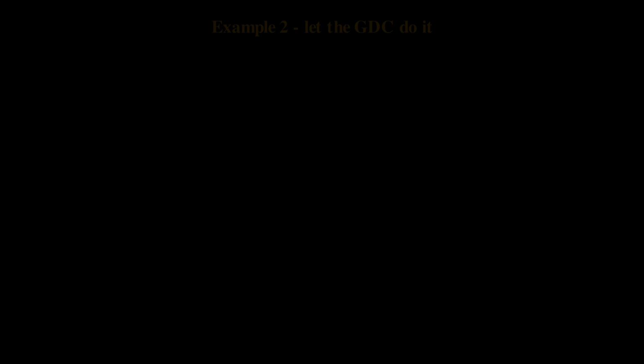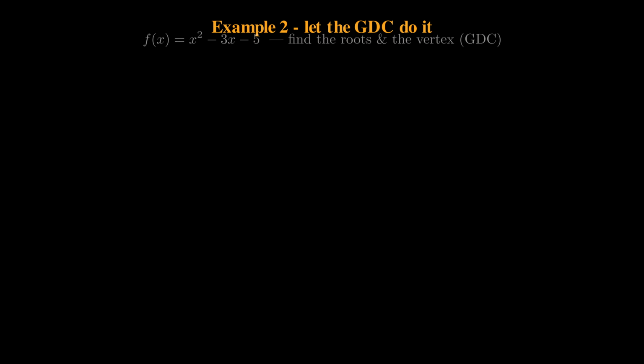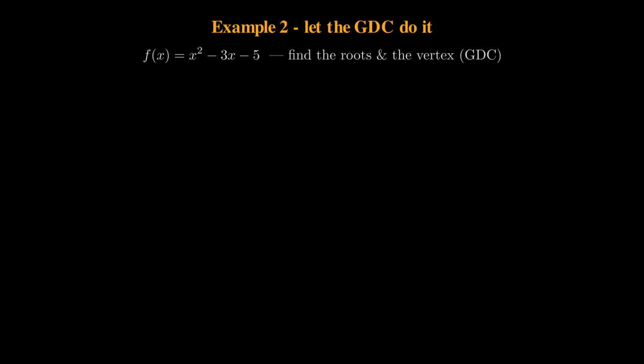Example 2. The same skills, but now the numbers are ugly. So the GDC earns its place. Find the x-intercepts and the vertex of f of x equals x squared minus 3x minus 5. These roots aren't whole numbers, so factoring won't help. Graph it instead. Type it in as y1 and hit graph.